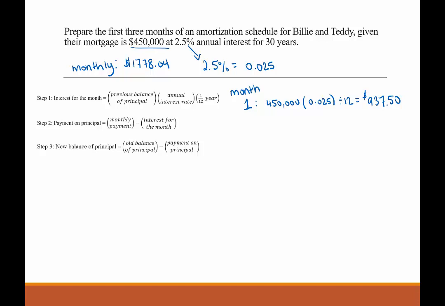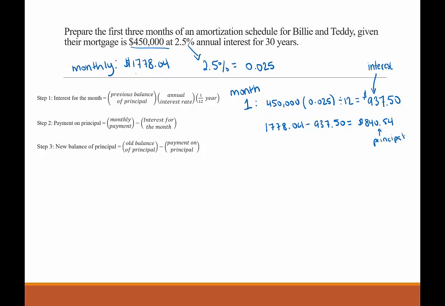Step 2, the payment on the principal. Before I get to step 2, I'm just going to label this: this is interest. Now we're going to take the regular monthly payment, which is up here, $1,778.04, and we're going to subtract the interest that we're going to pay this month. You might want to try this on your calculator. When I do the subtraction, I get $840.54. This is the amount I'm paying on the principal.